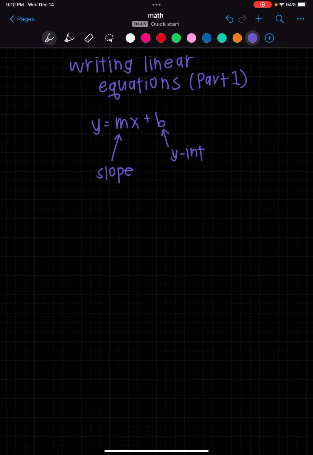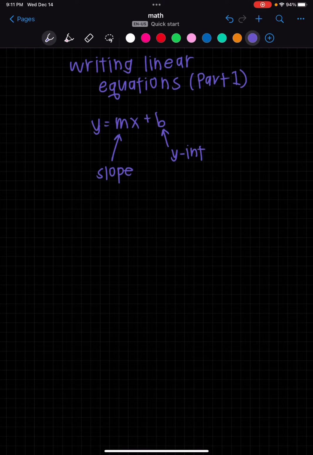Hello, so now we're going to talk about how to go backwards from what the last video said. In the last video, we were graphing lines based on equations. Now we're going to look at graphs and write the equations for them.